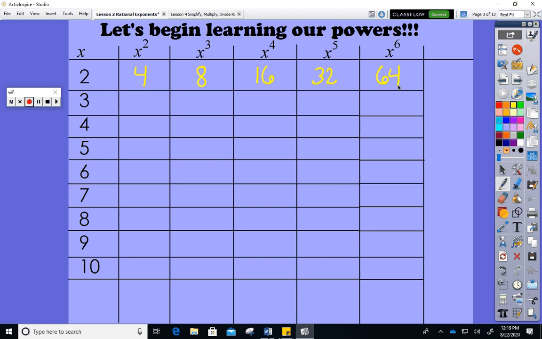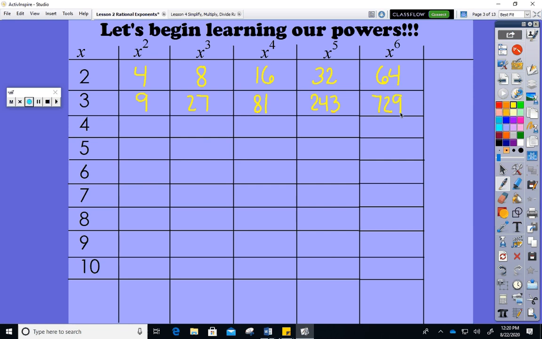Now, when your base is little, like 2 and 3, then I'll ask you to know bigger powers. But as our bases get big, I won't ask you to know such large powers. So I know that 3 to the first is 3. 3 squared is 9. 9 times 3 is 27, so 3 cubed is 27. 27 times 3 is 81, so 3 to the fourth is 81. 81 times 3 is 243, so 3 to the fifth is 243. And 243, if you do this on your calculator, times 3, you're going to get 729. So 3 to the sixth is 729.